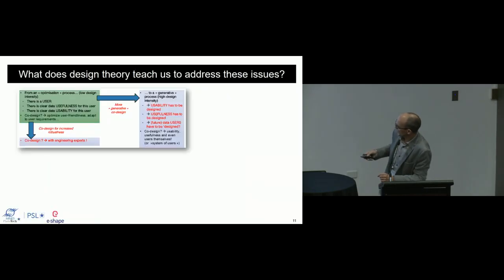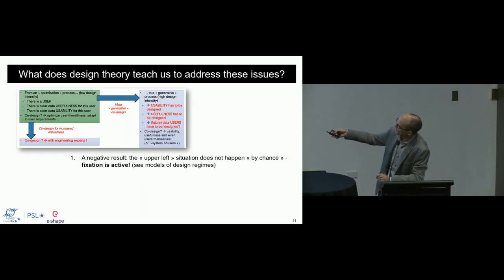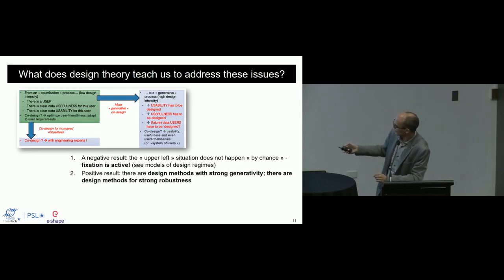And now, what can we propose as new methods? The good news is that the design theory community and all the work that has been done can help deal with this kind of problem. The first thing is there is a negative result. If you have no situation in the upper left corner, there is very, very little chance that this situation will emerge alone, naturally. Generally speaking, this situation is quite rare and difficult to emerge by nature.